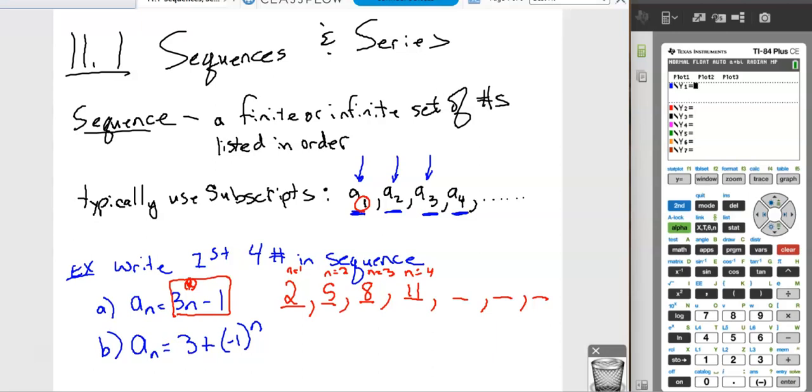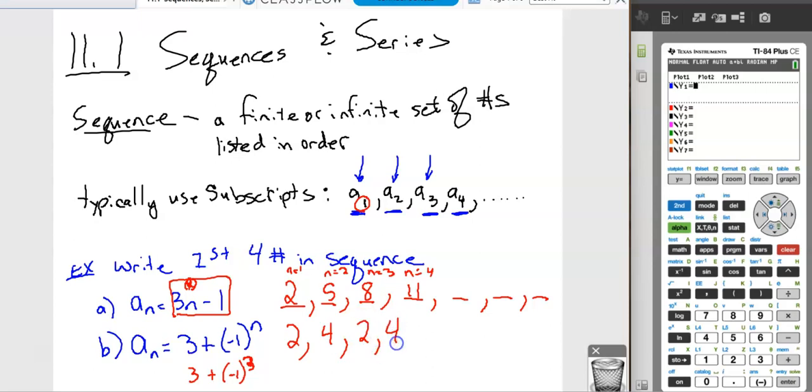So let's look at another sequence. Here I have 3 plus negative 1 to the n power. So again, if n equals 1, if I put a 1 right there, negative 1 to the first power is negative 1. Negative 1 plus 3 is 2. So the first number of this sequence is 2. Now if n equals 2, negative 1 squared is a positive 1, and then 1 plus 3 would be 4. Well, what if n is 3? That's a negative 1, and negative 1 plus 3 is 2.